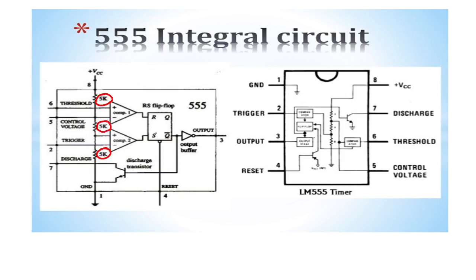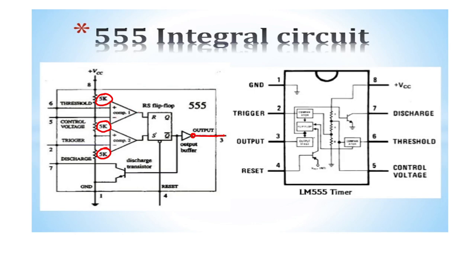That's why it is called 555. Here you will find two comparators: one is the upper comparator and the second is the lower comparator. Their output is given to the SR flip-flop. From the SR flip-flop we take the output at Q bar, and that is given through one inverter, which is a buffer. With the help of the inverter we get the output across this terminal.